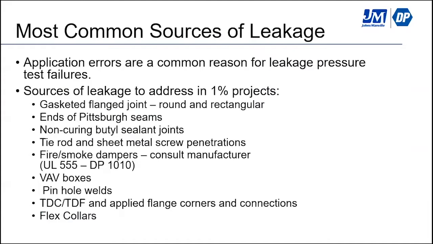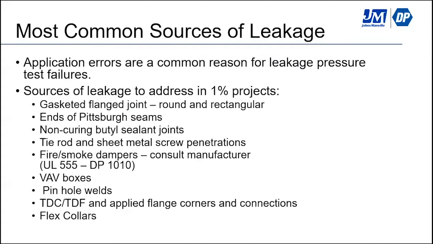I have a list of additional or important things to look at, especially with projects that require 1% system leakage. I'm not going to go through them all, but pay particular attention to fire smoke dampers. Do not seal those without consulting the manufacturer. However, when you do seal the connection to the duct, make sure your duct sealant has been tested to UL 555, and that's for the connections, not for sealing the actual damper itself.